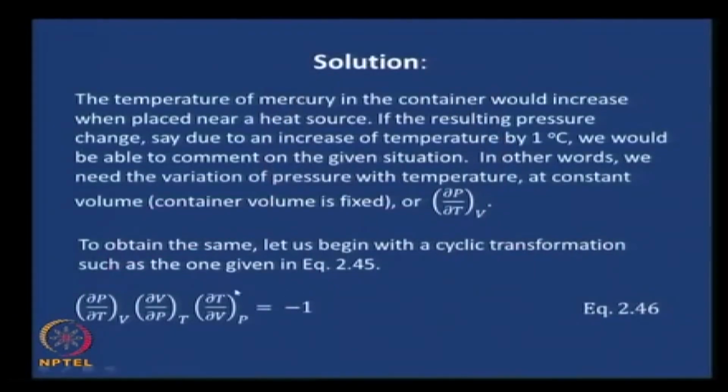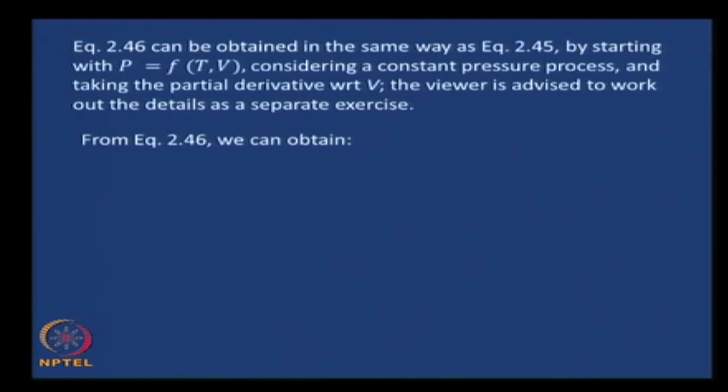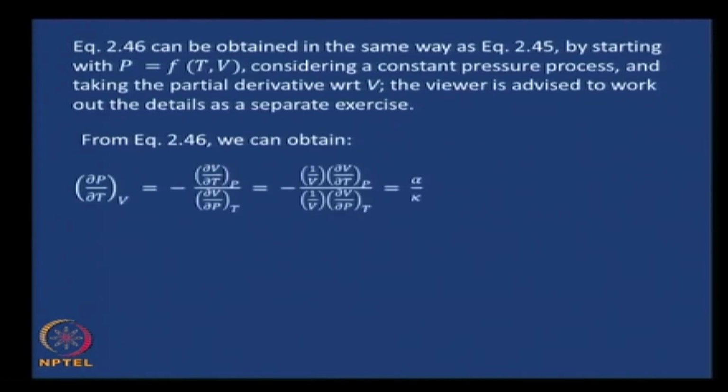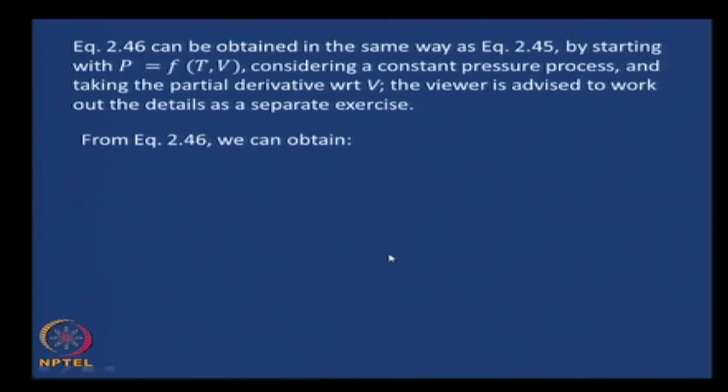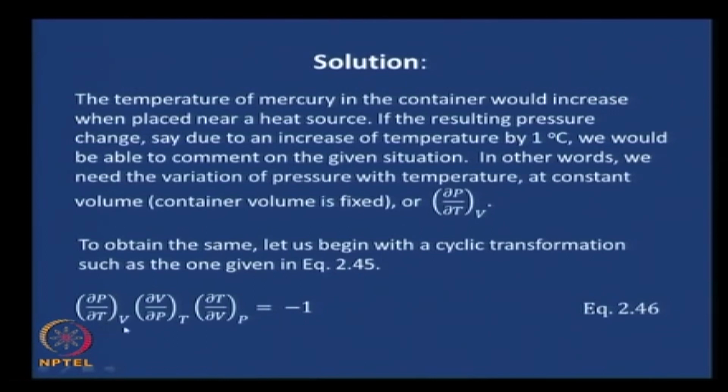Okay. Now you would have derived this expression. If you are unable to derive, you can of course ask for help. Now that we have this expression, we can write this, starting with (∂P/∂T) at constant V, (∂V/∂P) at constant T, (∂T/∂V) at constant P equals -1. What we need is this, which is the first term.